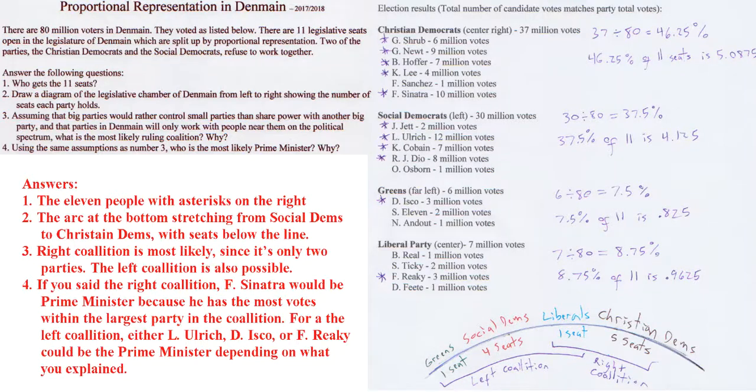Hello, this is a video answer key for my proportional representation in Denmain worksheet. Alright, so I made a fake country called Denmain and gave it 80 million fake voters. And in order to keep things nice and simple, I made an only 11 legislative seat legislature. So there are only 11 basic people going to be elected.